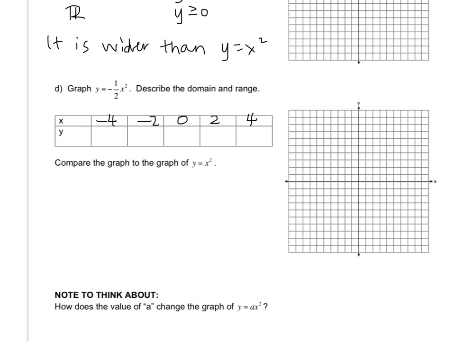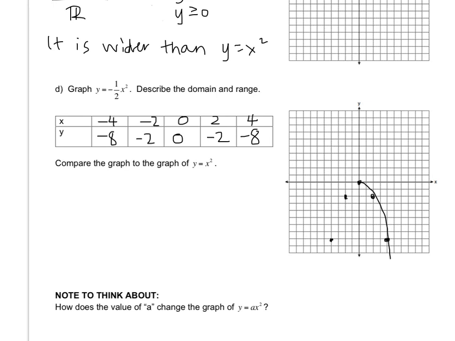So plug in the numbers. This is -16 times -1/2, that's -8. This is going to be 4 times -1/2, so that's -2. This is going to be 0. This is going to be 4 times -1/2, so that's -2. And this will be 16 times -1/2, which is -8. Pause the video, plot your points.